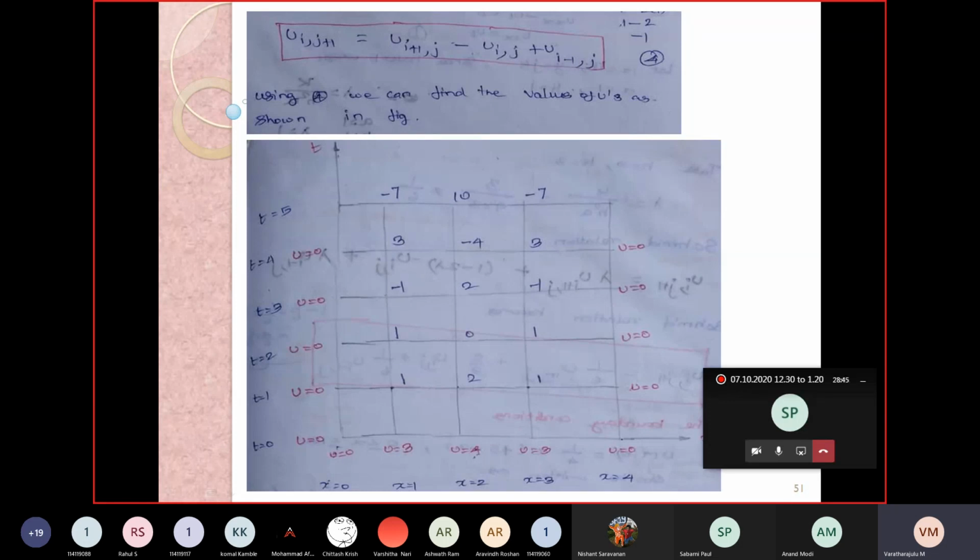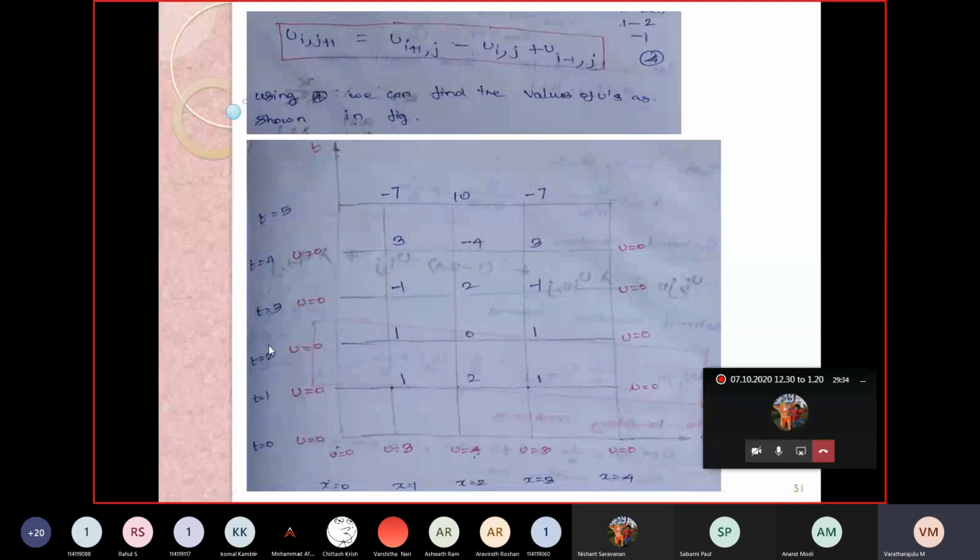Saravanan, Nishant, tell me the result. 0 minus 3 plus 4 is 1. Okay, then 3 minus 4 plus 3 is 2. Yes. Write the results near t is equal to 1: 1, 2. Okay. Then 4 minus 3 plus 0 is 1. Yes, 1. Okay, good.